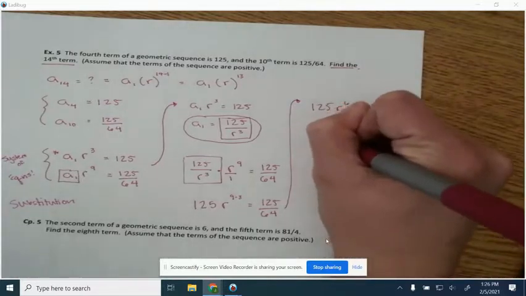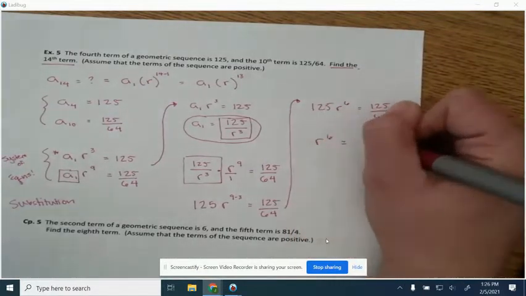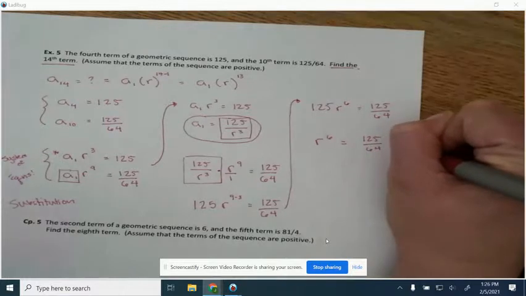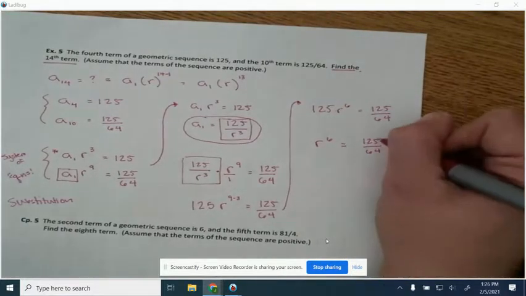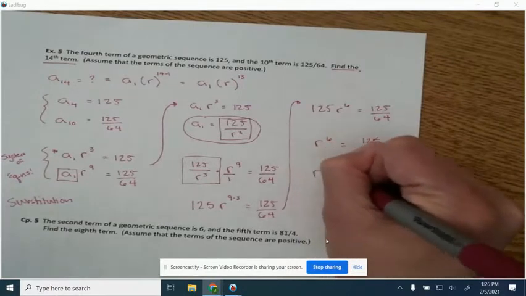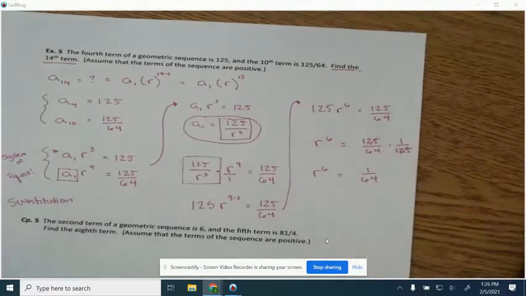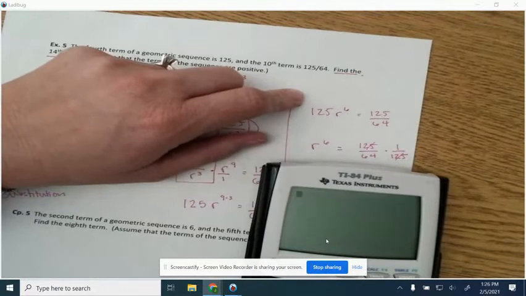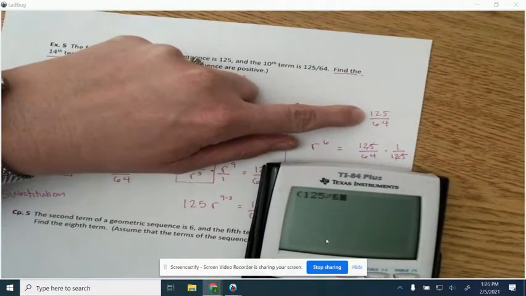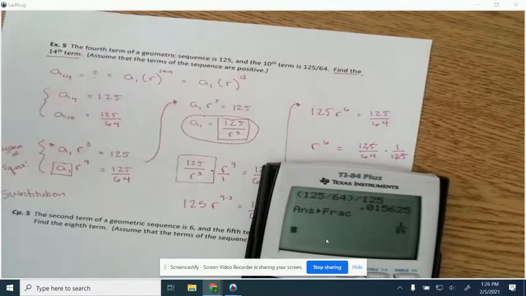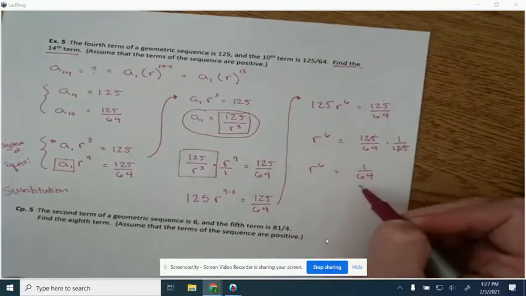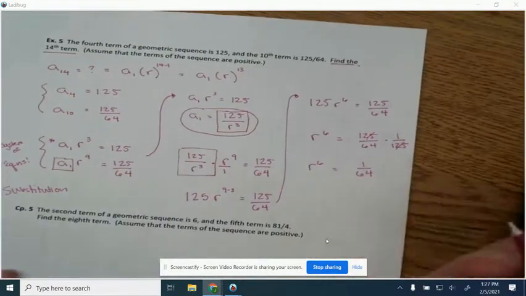So then I'm going to divide both sides by 125. Dividing by 125 is the same thing as multiplying by 1 over 125. And so I get r to the 6th is equal to 1 over 64. If this right here doesn't make any sense to you, you can easily just say 125 divided by 64, close parentheses, divided by 125, math, fraction, and bam, you get 1/64 in your calculator as well. Okay. So I get r to the 6th is equal to 1 over 64.